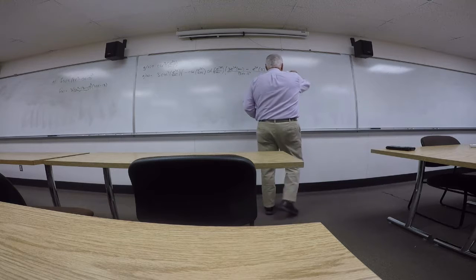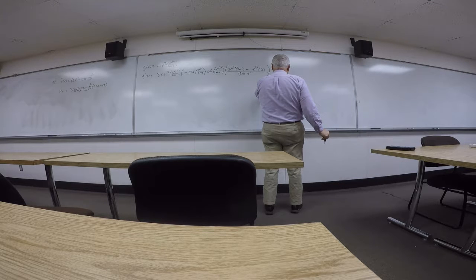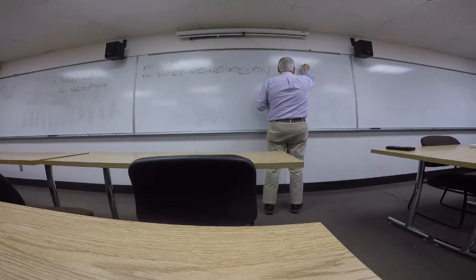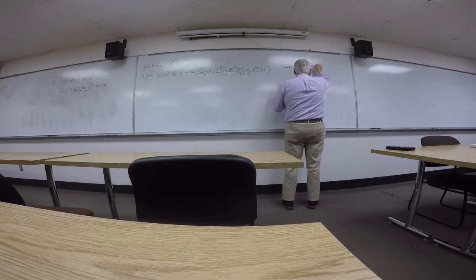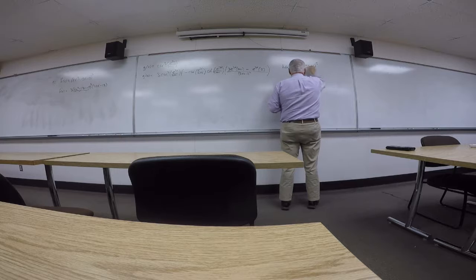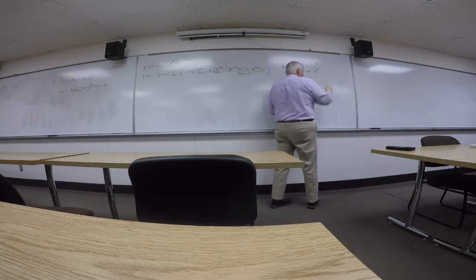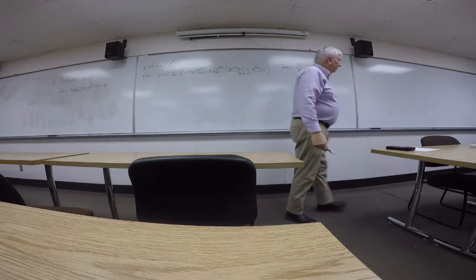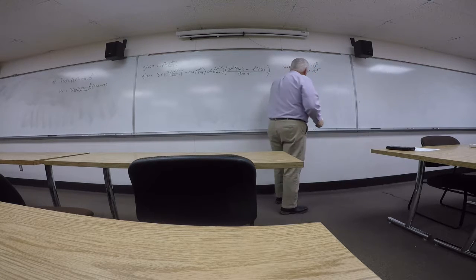Number 3, h of x is equal to, and this is just the quotient rule, (3x squared minus 4x plus 5) to the 5th power over (x squared minus 3x minus 7) to the 3rd power. Again, we have a quotient, but we also have chain rule in the numerator, chain rule in the denominator.